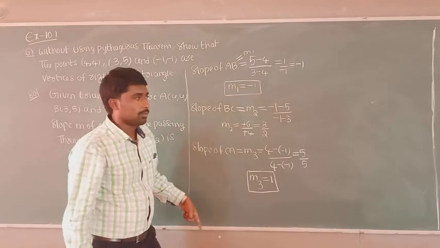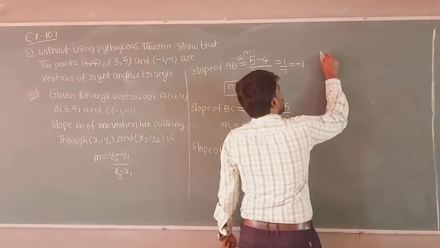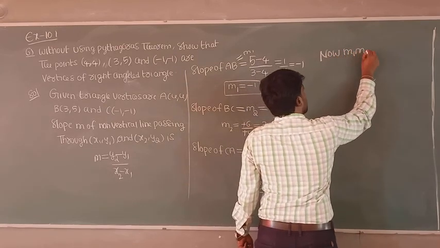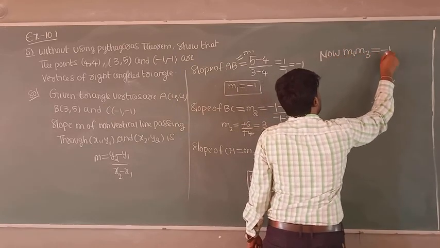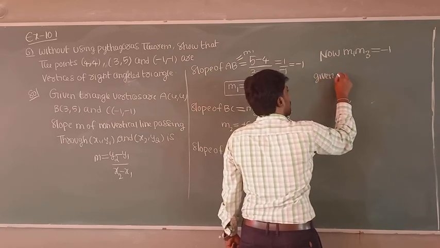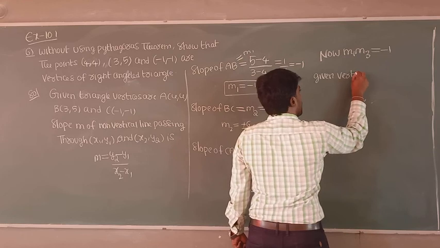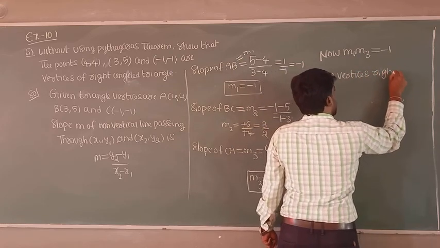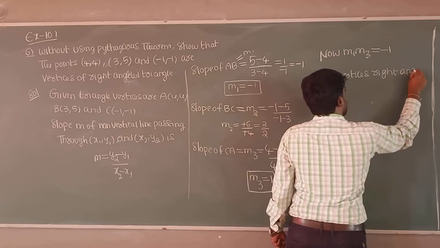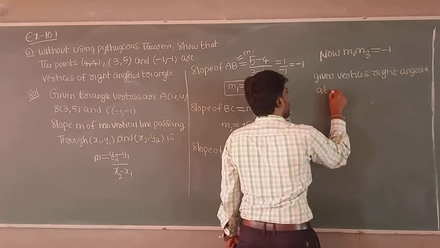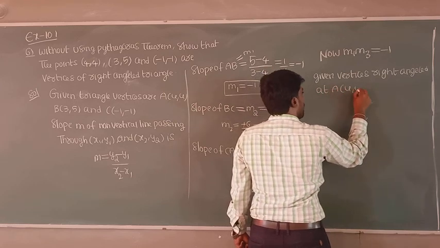Is it clear, everyone? Now m1 m3 equals minus 1. So the given vertices form a right angle at point A, at 4 comma 4.